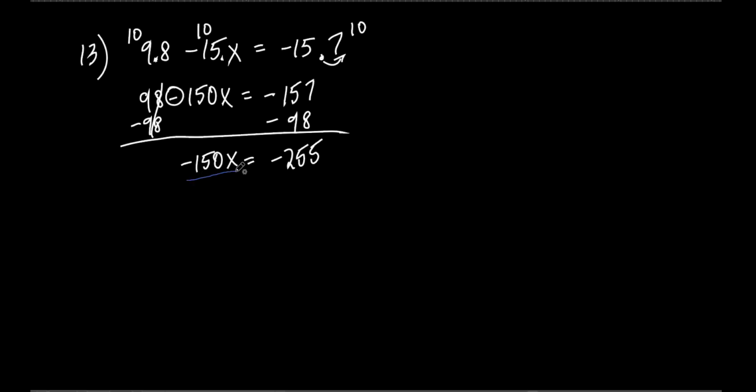Now I got to get x by itself, so I divide by negative 150. So come over here, come over here. Now this doesn't come out nice and even, so I would put this in a calculator. This is a situation where I would use the calculator. So you put it in a calculator, you get 1.7 positive, because negative divided by negative is positive.